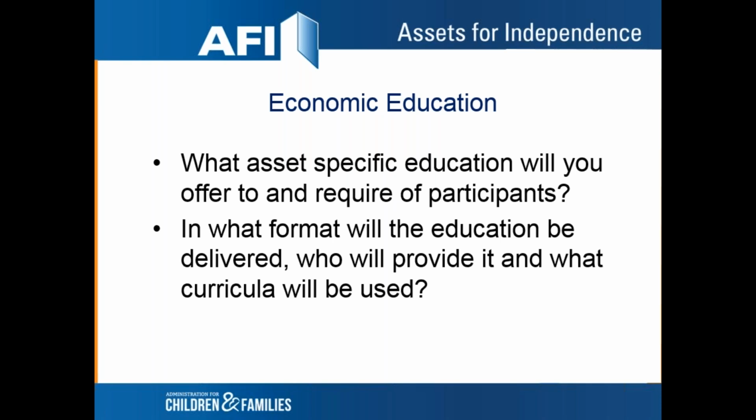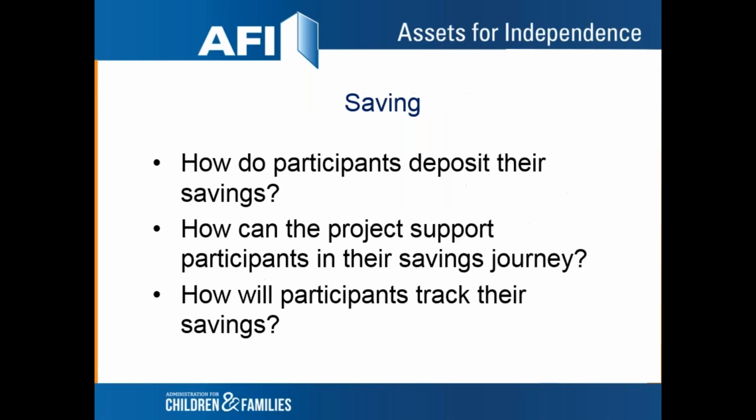The next component in your fourth step is economic education. AFI requires that grantees coordinate economic education that is relevant to the asset type participants are saving towards. So you might be thinking about what asset-specific education will you offer to and require of your participants, in what format will the education be delivered, who will provide it, and what curricula will be used. We've learned over our time providing support on this project that there are usually a lot of technological opportunities in this section.